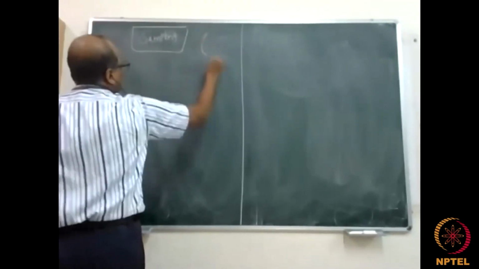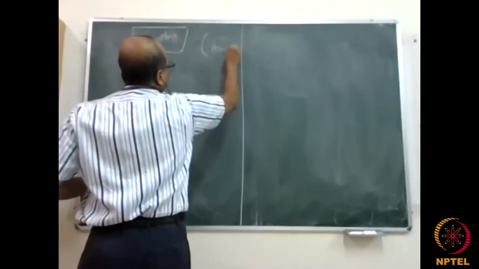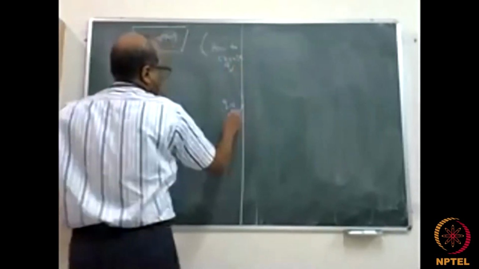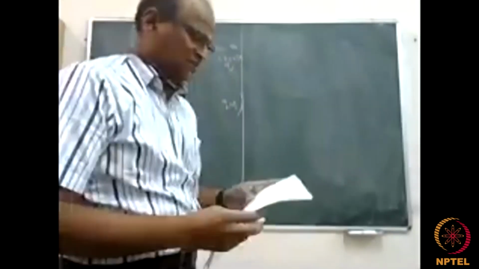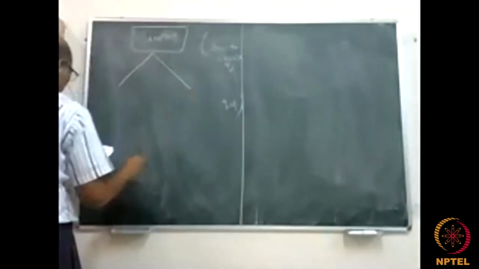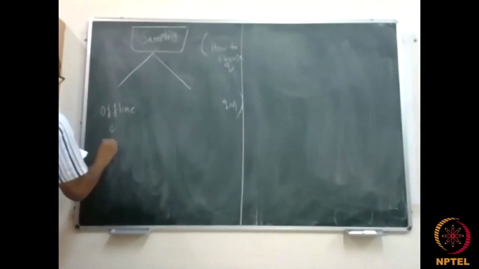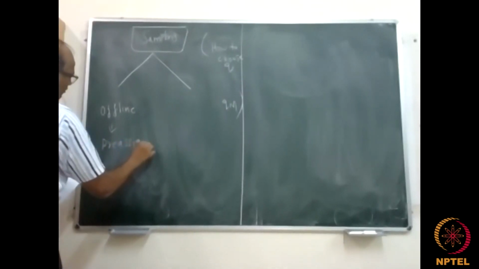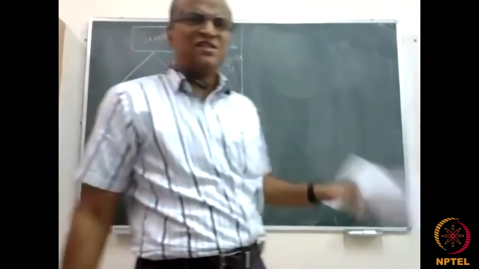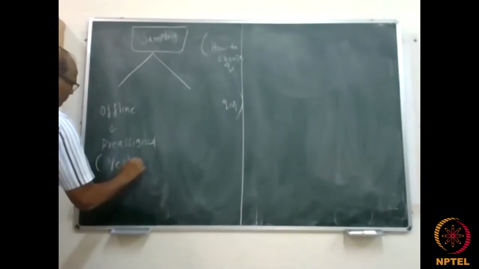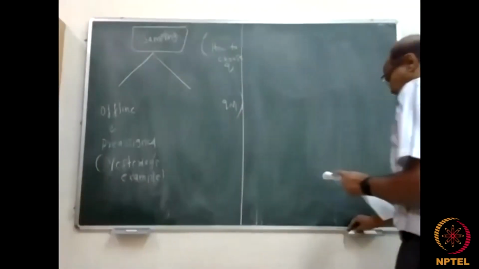So just to jog your memory, how to choose Q1, Q2, Q3, for example. One is called offline. This is pre-assigned. It's just pre-assigned. You just divide the interval into so many parts as you like. So this is yesterday's example.